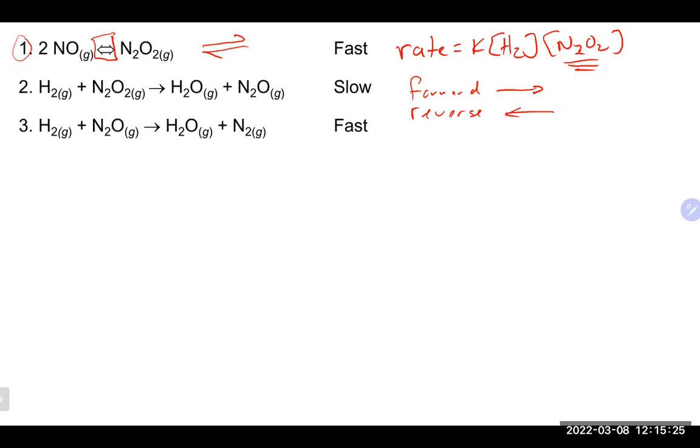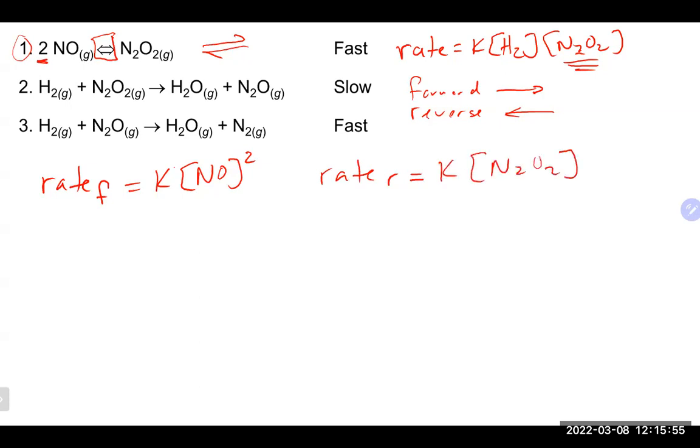In the reverse direction, our products would be our reactants, and in the forward direction, our reactants would still be our reactants. So if we write a rate law for the forward step, and I'll just put an F for that, that would give us K times NO, and we would square it because of the 2 that is there. If we write the rate law for the reverse reaction, that would equal K times N2O2.